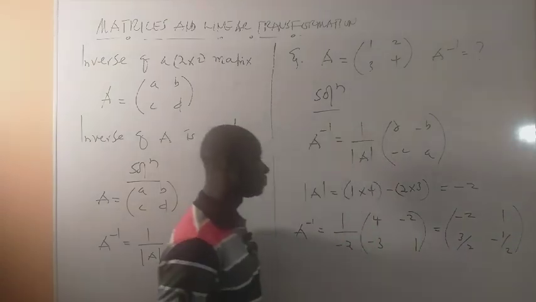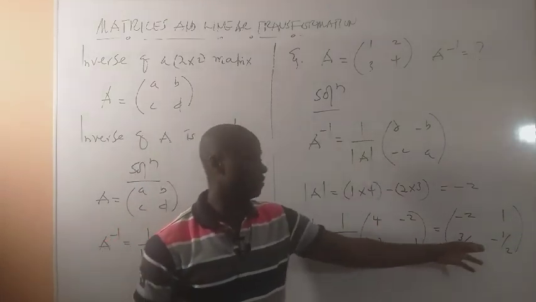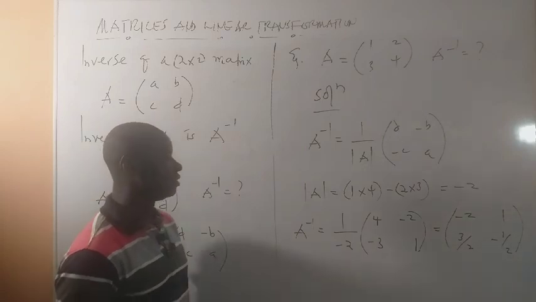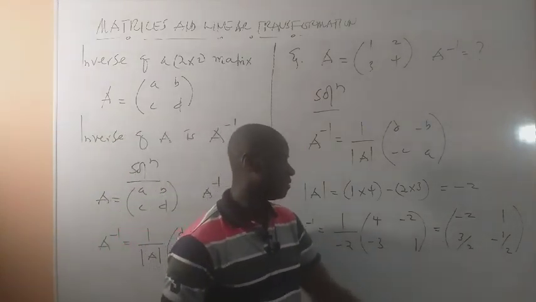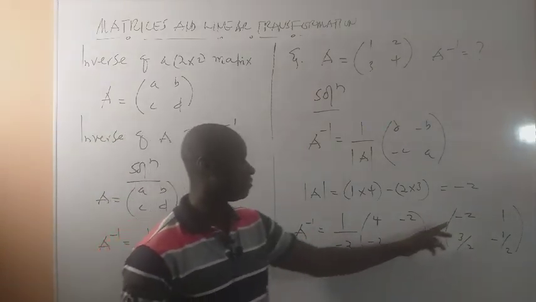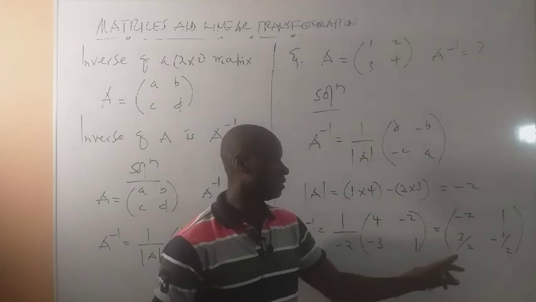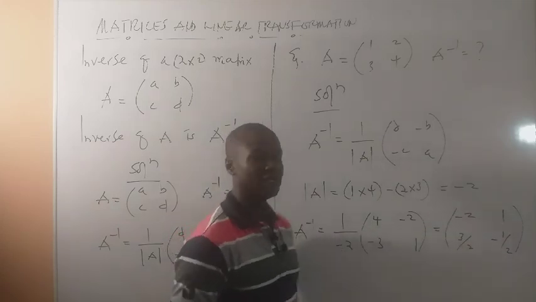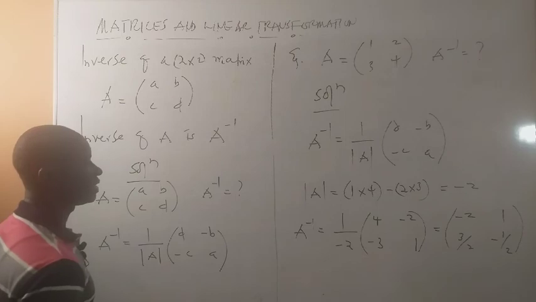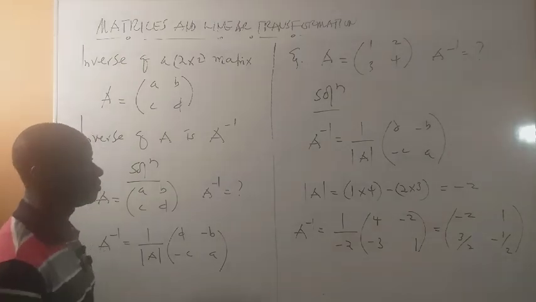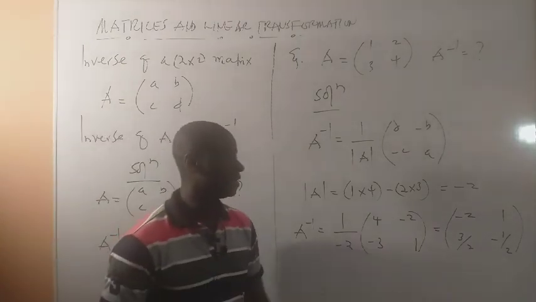So in general, this would be the inverse of the matrix A. So the inverse of the matrix A is minus 2, 1, 3 over 2, then minus half. That will be the inverse of the matrix A.